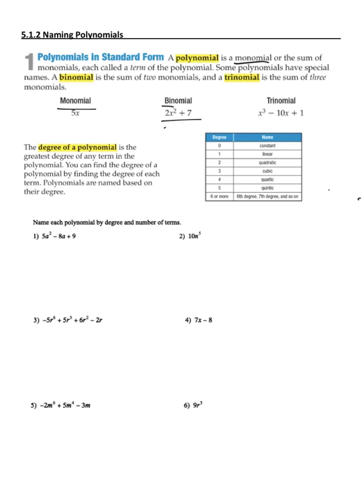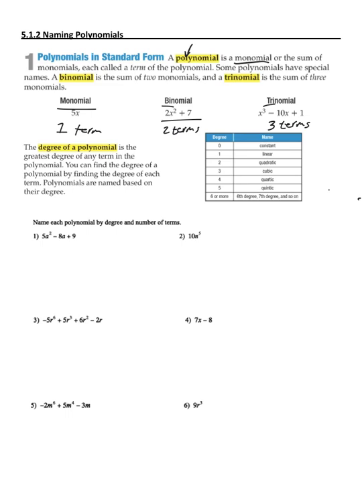Binomial, two terms. Trinomial, three terms. Anything with four terms or more, we just call a polynomial. So we can name polynomials by the number of terms: one term, two terms, three terms, four terms, and so on. You can also name a polynomial by degree.